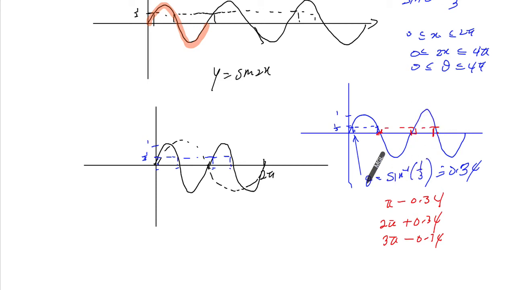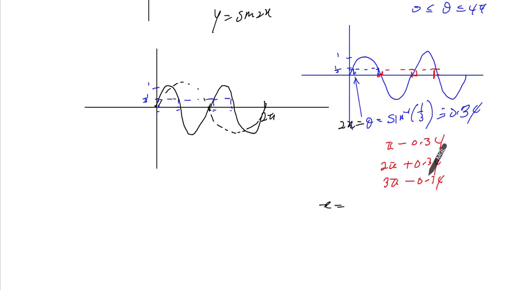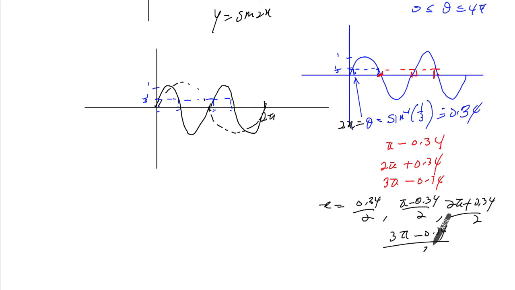Now this is what theta is equal to, but theta is equal to 2x. So x is all of these values: 0.34 divided by 2, pi minus 0.34 divided by 2, 2 pi plus 0.34 divided by 2, and 3 pi minus 0.34 divided by 2. Of course, you can just punch that all in the calculator. Note that this last value is a little bit before 3 pi; if you divide it by 2, it's all going to fall within the range of 0 to 2 pi.